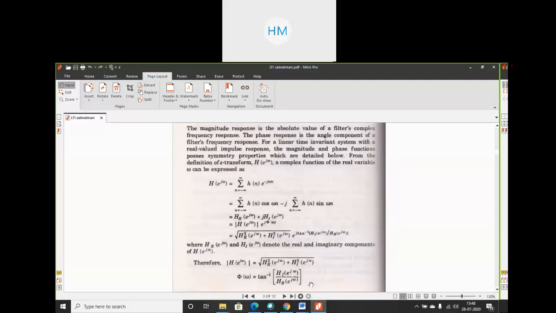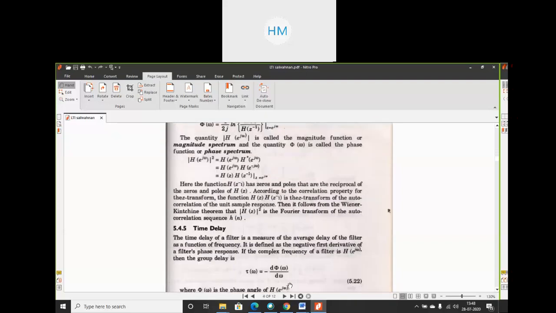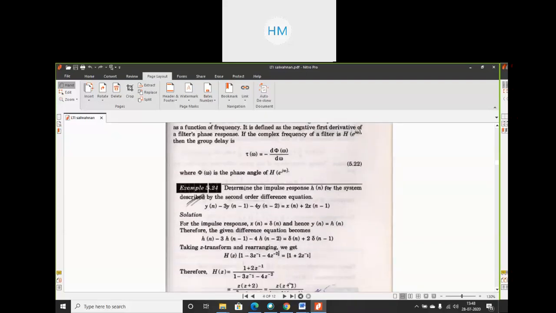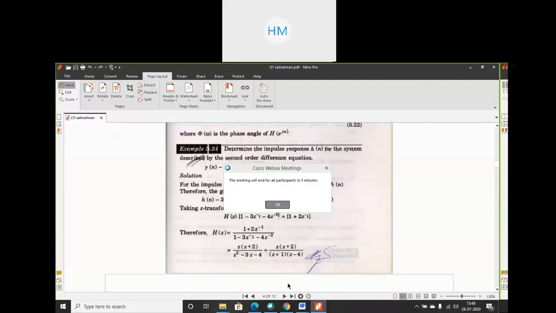Magnitude and phase spectrum we have seen earlier also. This is the equation: magnitude is under root of real square plus imaginary square, and angle is tan inverse of imaginary upon real. Time delay we have seen. Now we will simplify this numerically. Students, please write down this numerical and try to simplify it. Determine the impulse response h of n for the system described by the second order difference equation.